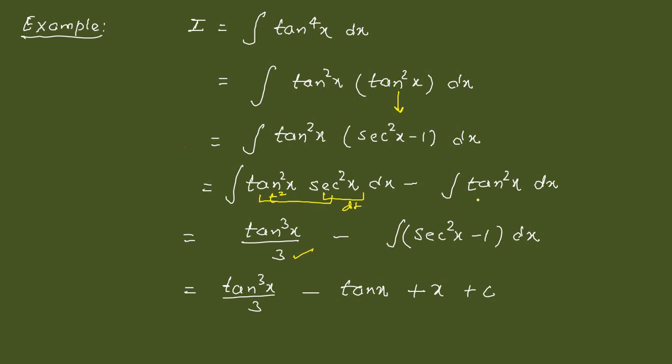And now for the second part, this is tan square x, we can again write sec square x minus 1 and do the process. So suppose I have tan to the power 6x, we can do a similar process. Whether the power is odd or even, we have to just take one factor of tan square x, transform this into sec square x minus 1 and move ahead.